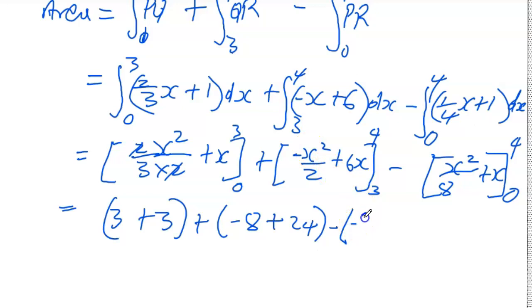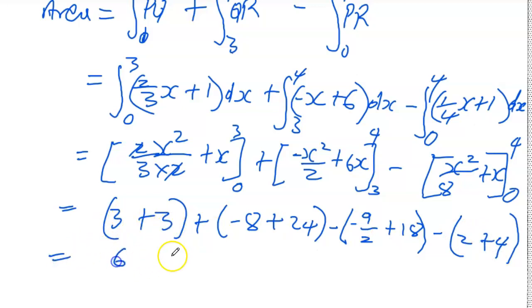That's minus 9 upon 2 plus 6 times 3, that's 18. And the final one, we substitute 4. 4 squared 16. 16 divided by 8 is 2 plus 4. So this is 3 plus 3, that's 6.